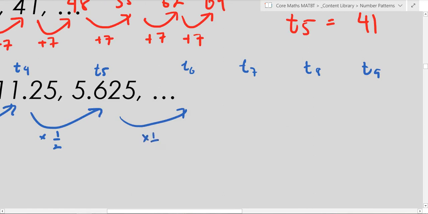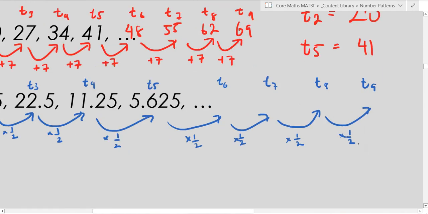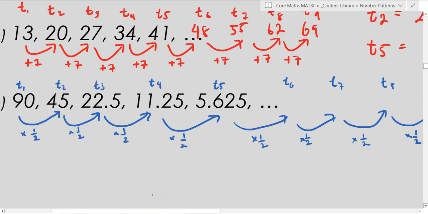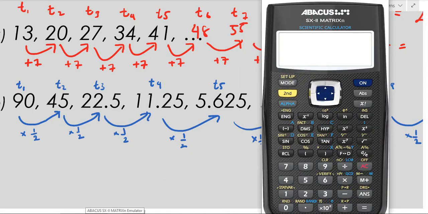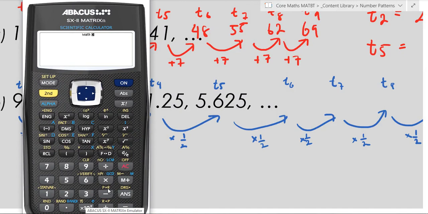So that's what's happening in this sequence. Getting multiplied by a half. Again, you don't have to do these arrows, but I do put them in so that you guys will understand what is happening. And that to get the next term, we're multiplying by a half. Okay, so we're now up to term number 5. I'm going to use my calculator here because I'm not smart enough to work this in my head. We're at 5.625. Okay, and we're timesing it by 1/2. So that's term number 6, 2.8125.